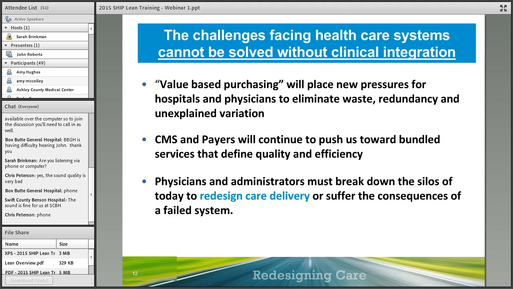So this value-based system that we're moving to, and leaving really a volume-based system, is going to create new pressures for hospitals and physicians to eliminate waste, to reduce redundancy, and to really drive down variation in what we produce in healthcare. Again, there's going to be a big push towards bundled services and looking at how we can integrate the healthcare delivery system as we move forward.